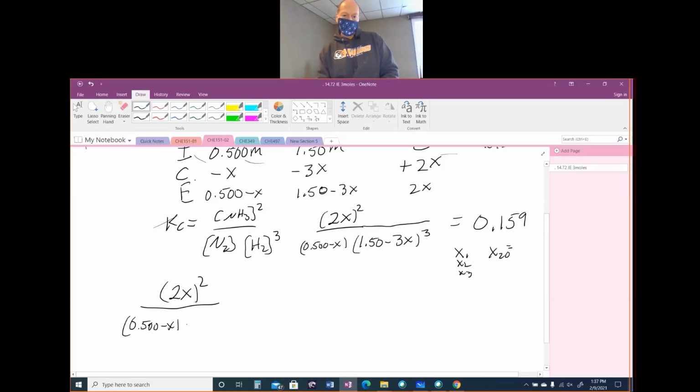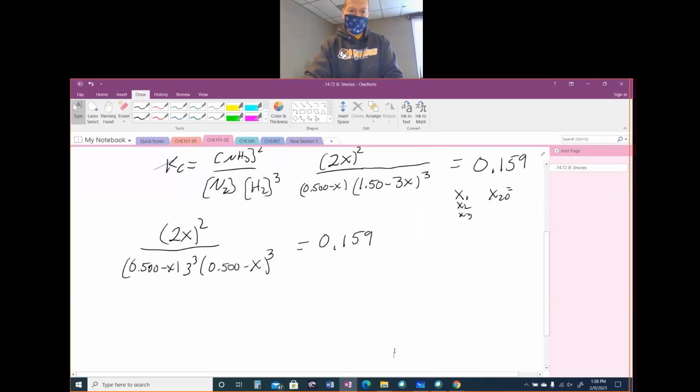And so we're going to take a 3 to the third out, and what remains is our 0.5 minus x to the third. All right, so when you pull a 3 to the third out, you end up with 0.5 minus x to the third. And that is equal to your 0.159. All right, so that is a difficult mathematic step. Most people do not see that step.